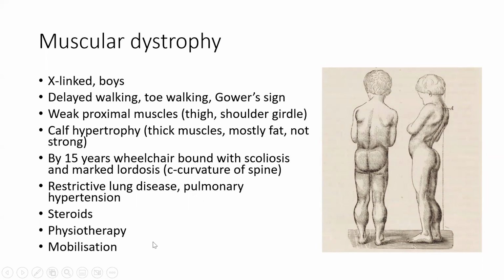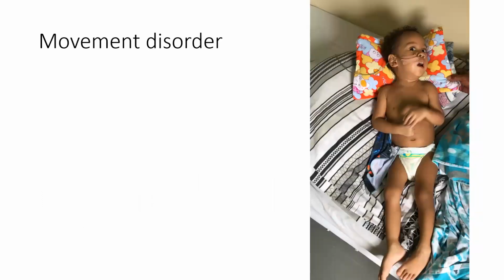But in terms of today, I just wanted you to have an understanding of some of the muscle problems that can occur and lead to delayed walking. Now, of course, other problems can lead to delayed walking too, like cerebral palsy, congenital hemiplegia, or a spinal cord problem. They can all lead to delayed walking, but think also of a muscular dystrophy.